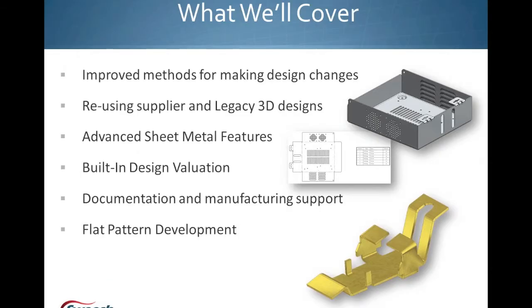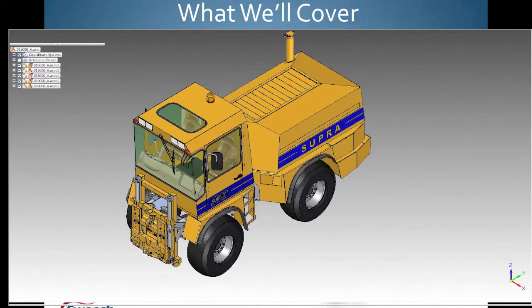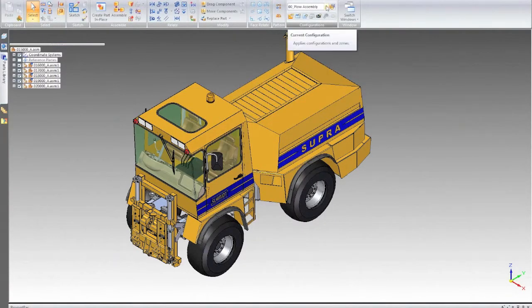What we'll cover today is some sheet metal components, improved methods for making design changes, reusing supplier and legacy 3D designs, some advanced sheet metal features, some built-in design evaluation within the actual part that you're working on, documentation, manufacturing support, and some flat pattern development, and some of the drafts that you can get from our superior sheet metaling. We'll start off by, I have this snow plow here that we're going to be working on.